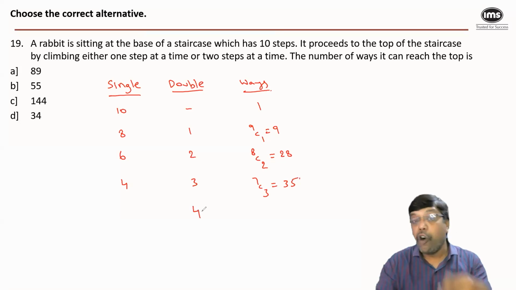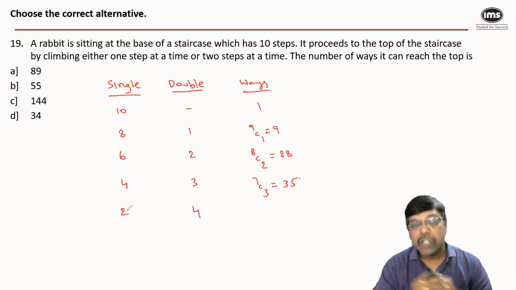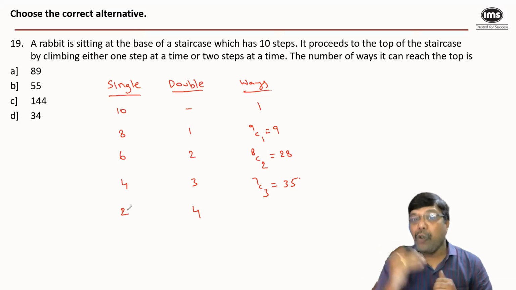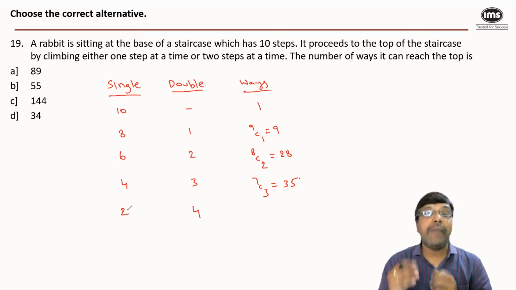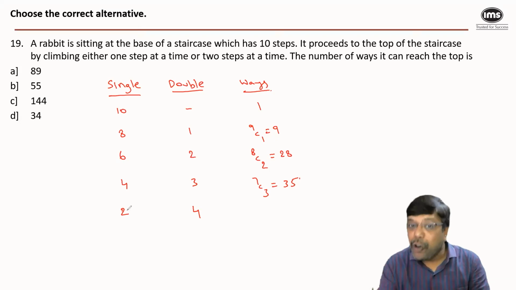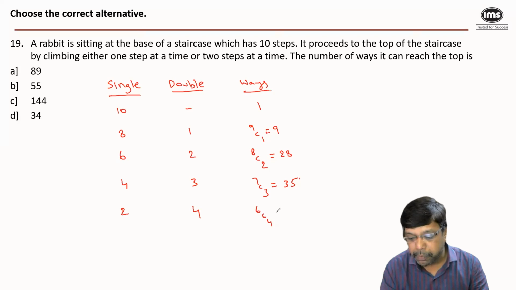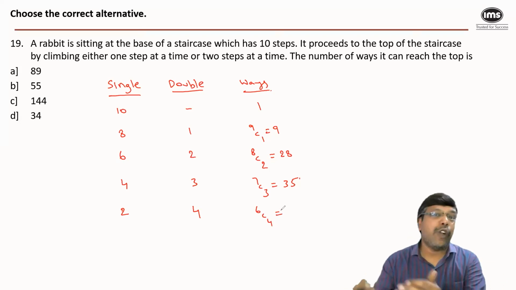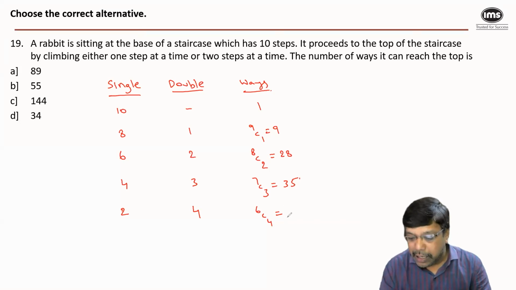If I make 4 movements as double steps, 4 into 2, 8 steps are covered. The remaining 2 will be single steps. So I make a total of 2 plus 4, 6 movements, out of which I want 4 movements to be double. Now, which 4? It can be any 4. So 6C4, which is the same as 6C2 because nCr is equal to nC(n minus r). Now 6C2 is nothing but 15.